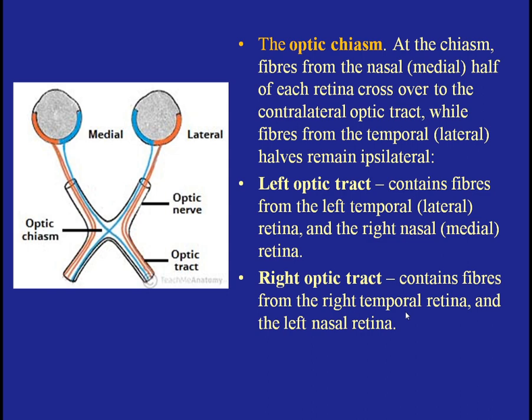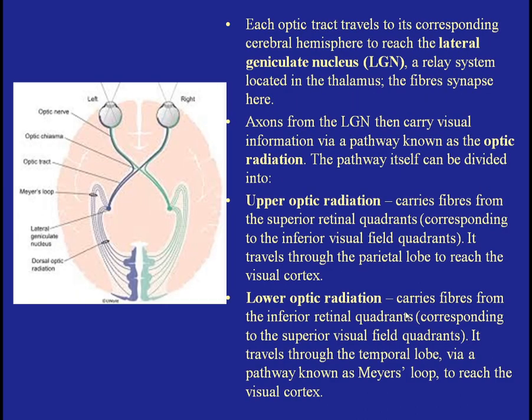As a result, each optic tract travels to its corresponding cerebral hemisphere. To reach the lateral geniculate nucleus, a relay system located in the thalamus, the fibers synapse here.